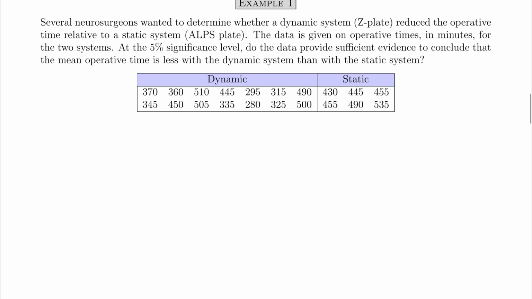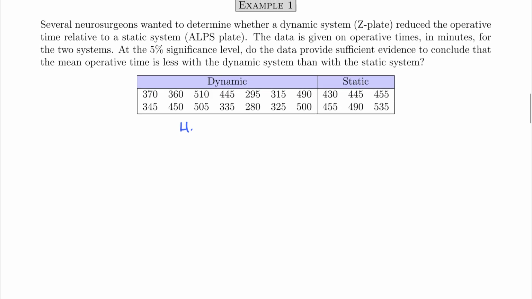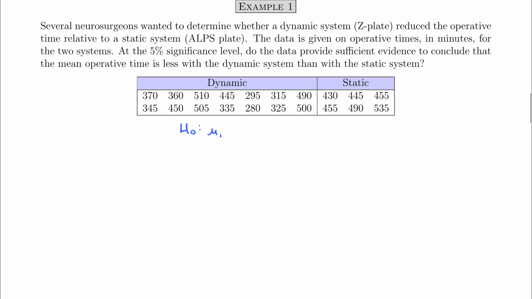So we already know we're talking about a left-tailed test, so we need to establish our hypotheses. Our null hypothesis is going to be that mu sub 1 is equal to mu sub 2. The dynamic plate, or the dynamic system, is our population 1. Static system will be our population 2. We also need to write down the alternative hypothesis. The alternative hypothesis is that mu sub 1 is less than mu sub 2, because we did indicate that this is a left-tailed test.